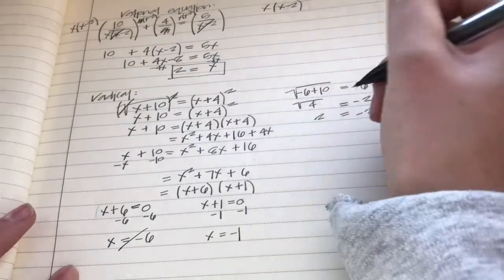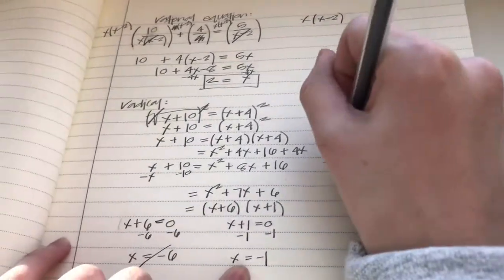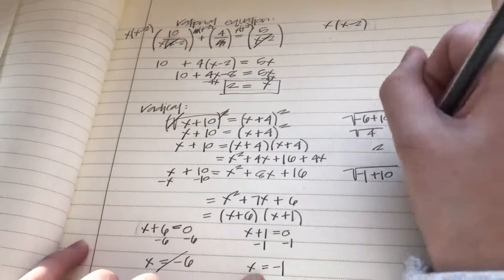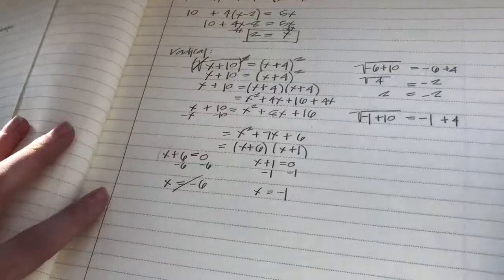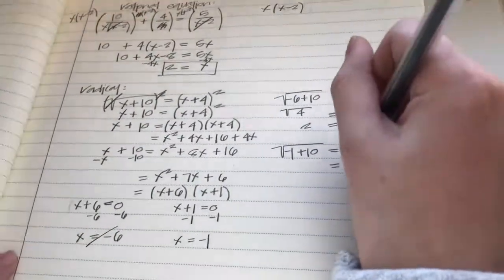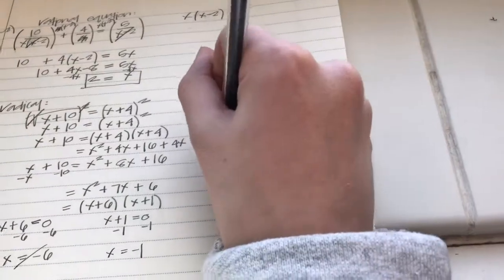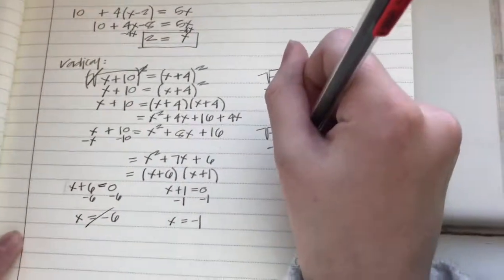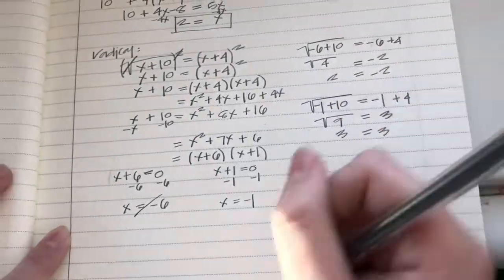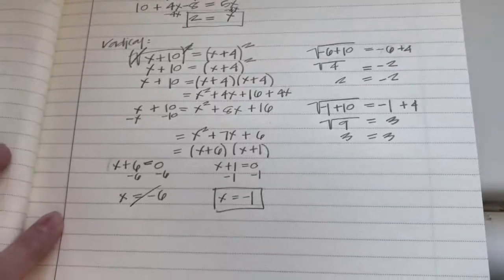So then to check this negative 1, we're just going to plug it in again. So square root of negative 1 plus 10 equals negative 1 plus 4. So this side is going to be negative 1 plus 4 equals 3. And then this side, negative 1 plus 10 equals 9. So square root of 9 is 3. And that's a true statement. So the correct answer for this one is x equals negative 1. And that's it.